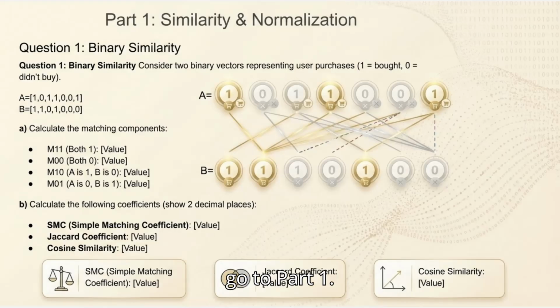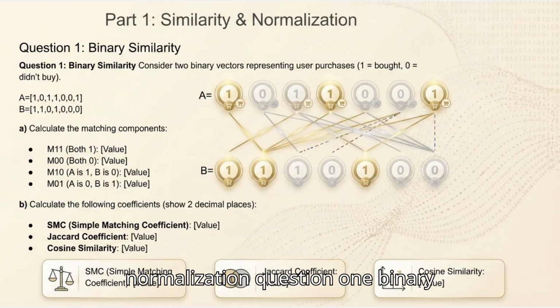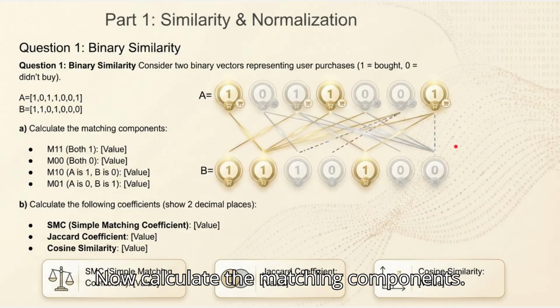So let's go to part one, talking about similarity and normalization. Question one, binary similarity. Consider two binary vectors representing user purchases. One equals bought, zero equals didn't buy. And as you can see, here are the two vectors. Now calculate the matching components.